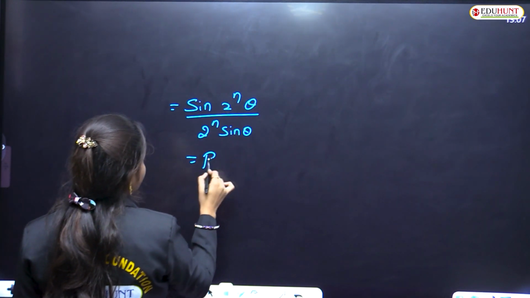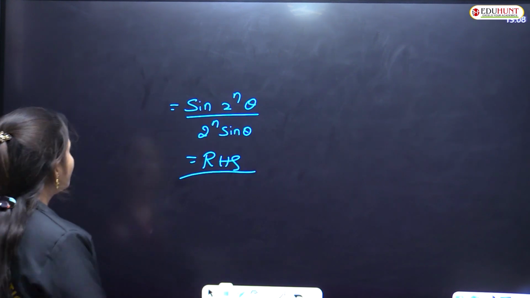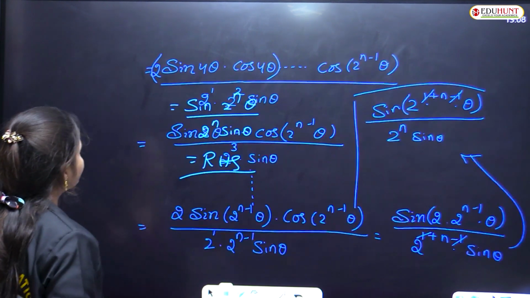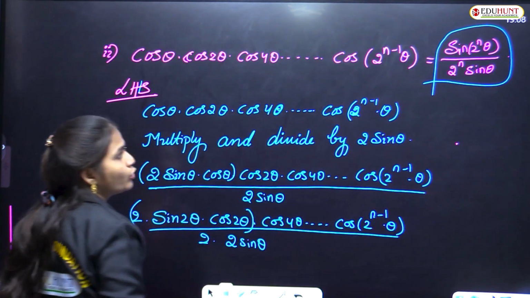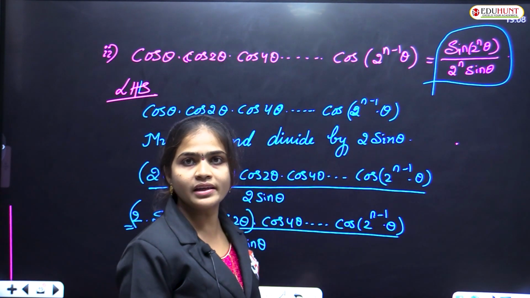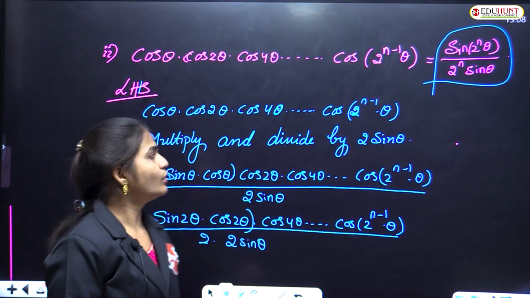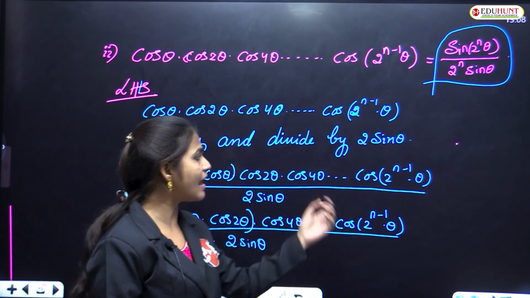So this is that RHS. Yes or no? Check that RHS, this one only or not? Sin 2 power n theta. So sin 2 power n theta by 2 power n sin theta. Okay. So the same RHS we got here. Yes or no? So here we took that LHS and we got that RHS. So this is the last proof.